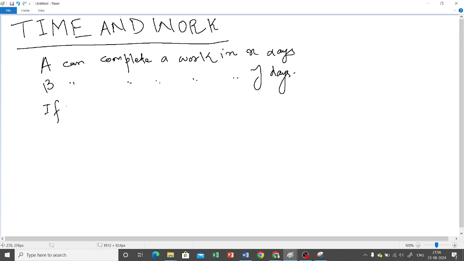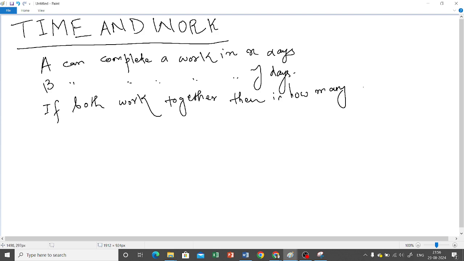If both of them work together, then in how many days is the work going to complete? A can complete a work in X days, B can complete a work in Y days. If both work together, then in how many days is the work going to complete?